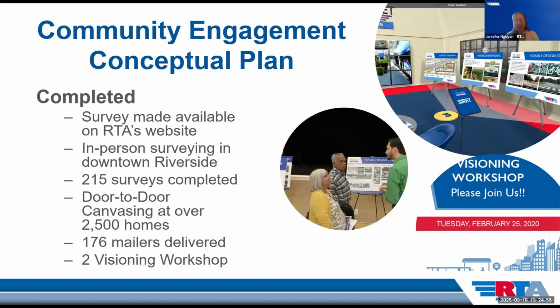Throughout the whole process of designing, developing, and constructing the Vine Street Mobility Hub, it was really important for us to engage with the community. At the very first phase, the conceptual phase, we were out there with the public. We made surveys available and were in person surveying downtown Riverside. A total of 215 surveys were completed. We went door-to-door canvassing, sent mailers, and we also had 2 visioning workshops.